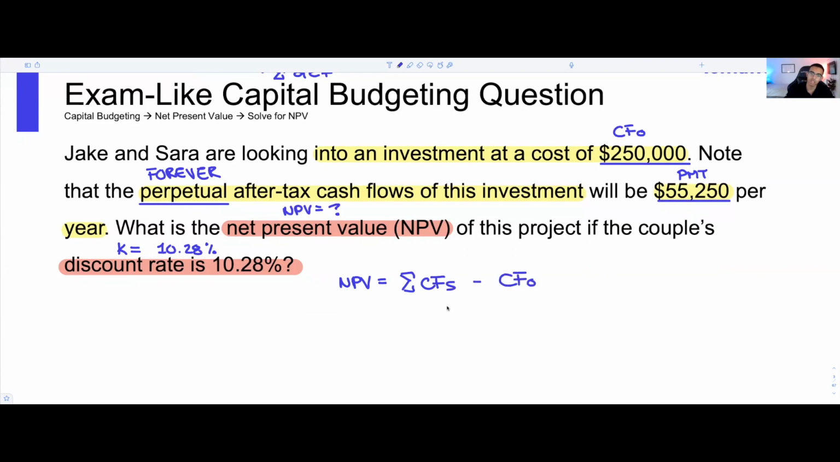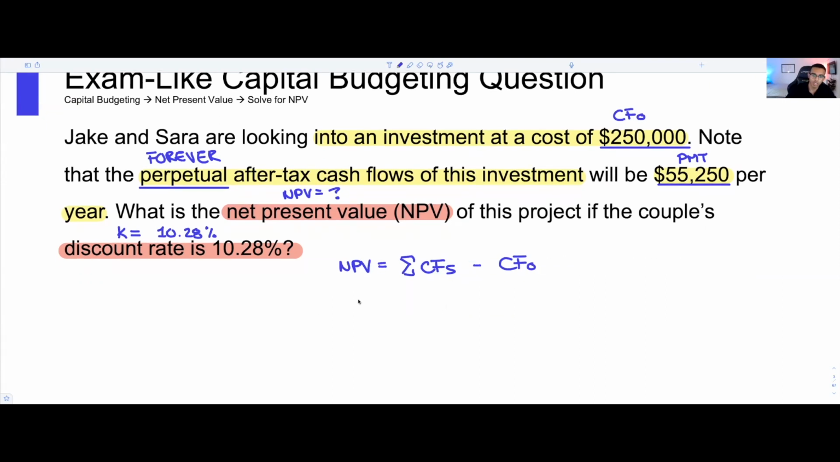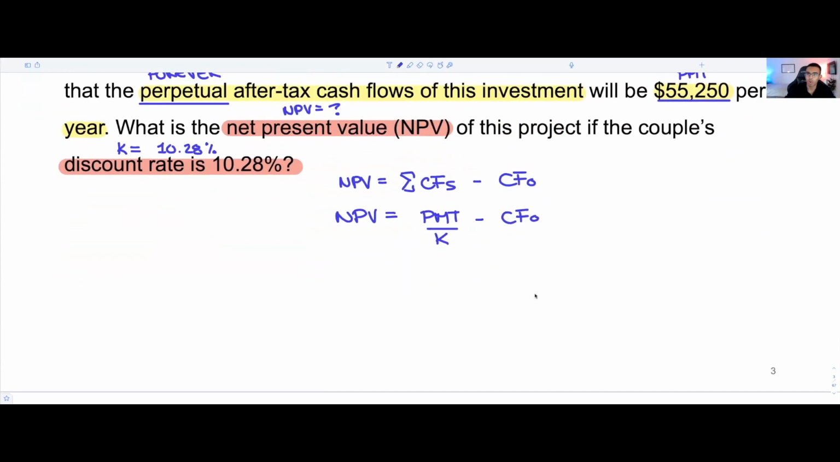And that's going to tell us what our NPV is. So in this case, what we can do is we know we're going to have a perpetuity. So we can do payment over K minus CF0. So that's like the simplified form.